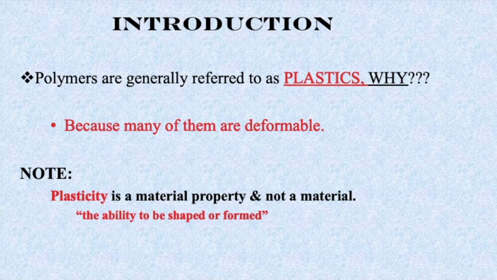So we generally refer to polymers as plastics because they are deformable or because they are generally soft. But the technical term is polymers, because plasticity is the state of being soft. It is a material property and not a material. So the material itself, it's a polymer.